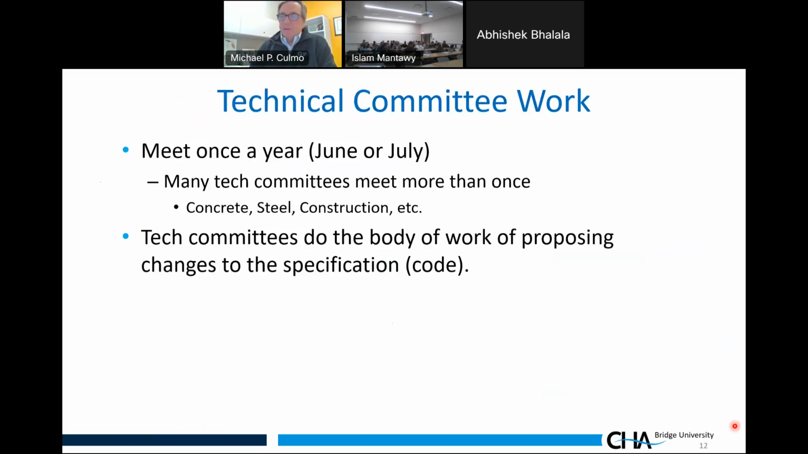So what do these committees do? These technical committees, they all meet at least once a year. But many of the committees do meet more than once. Like, for instance, the Concrete and Steel Committee, Construction Committee all meet multiple times a year. I think concrete meets 4 times a year. Steel meets at least 3. Construction Committee, I know, meets 2. So these are very hardworking people, and they do the body of the work for changes in the code and the specification.